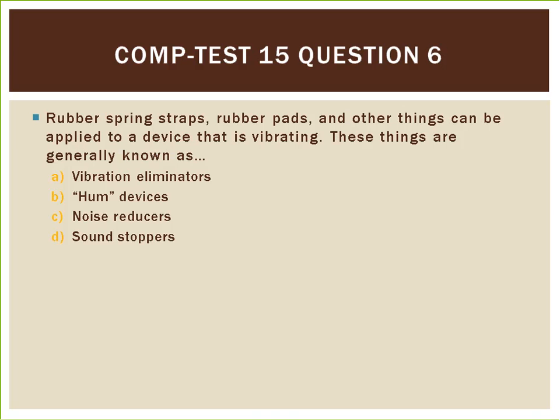CompTest 15, question number 6. Rubber spring straps, rubber pads, and other things can be applied to a device that is vibrating. These things are generally known as A, vibration eliminators, B, hum devices, C, noise reducers, D, sound stoppers.